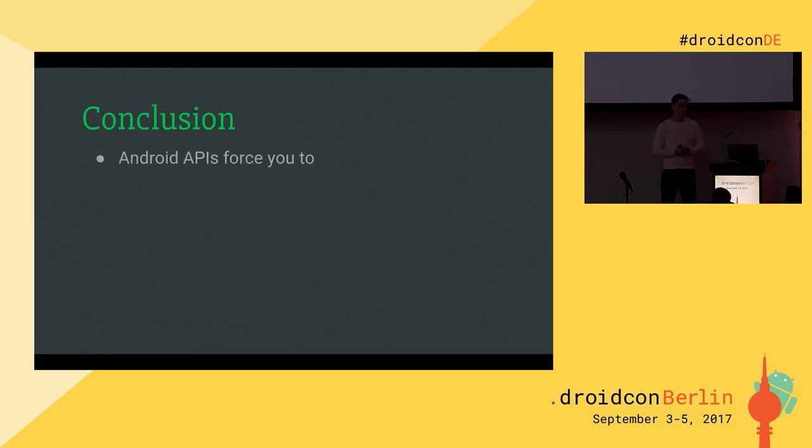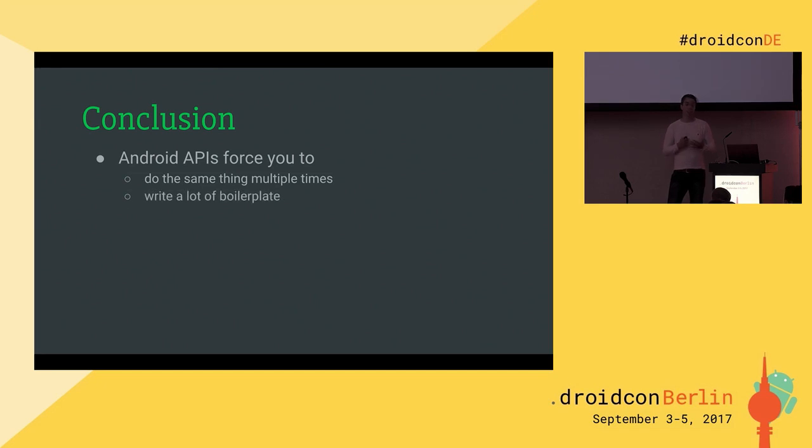So what we've learned is that the Android APIs force you to do the same thing over and over again for multiple APIs. You have to write a lot of boilerplate code, and here the Android job library really comes to the rescue and does all this heavy work for you, and you can really focus on your task.